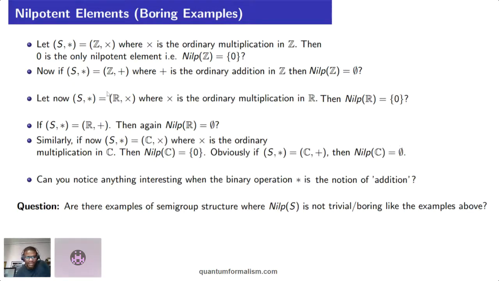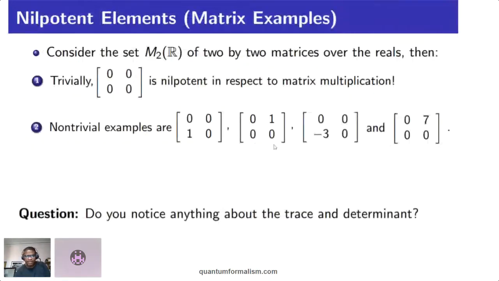So these are all boring examples. David was commenting in the chat that there is no 0 element when we are dealing with addition. That's why obviously these sets are empty. Okay, so these are boring examples. Let's see. This is a little bit trickier.